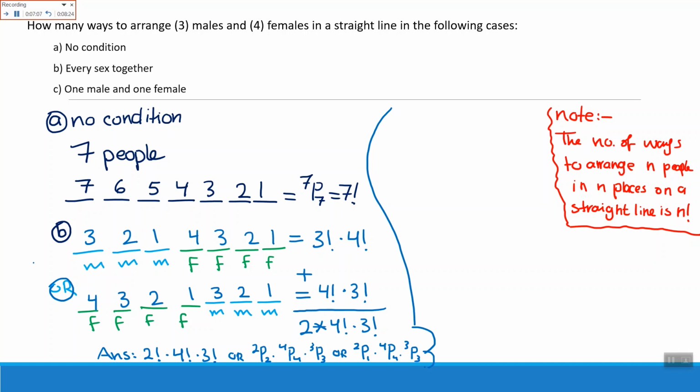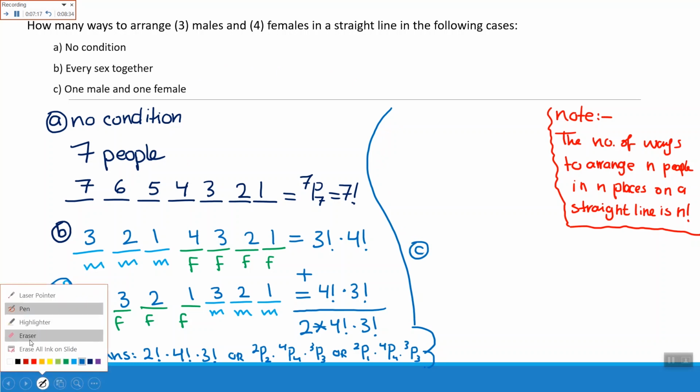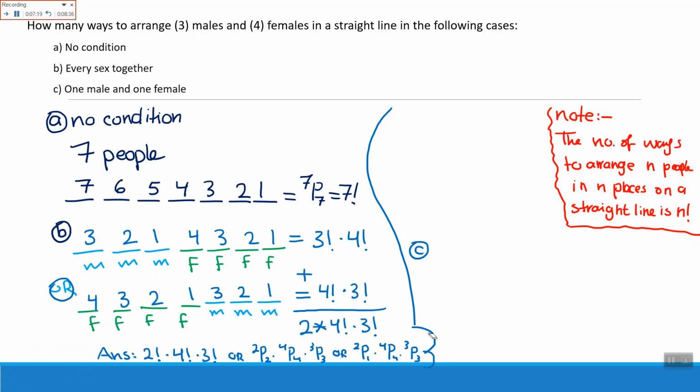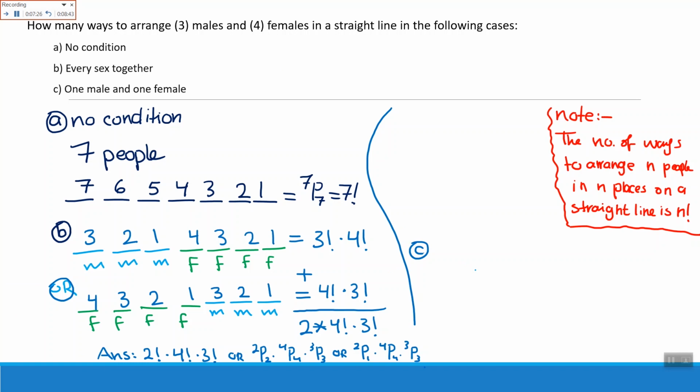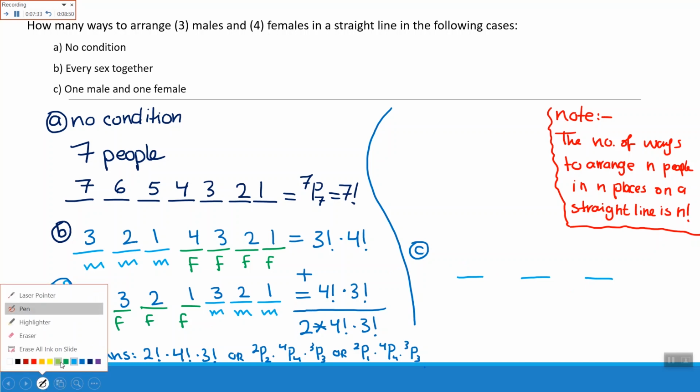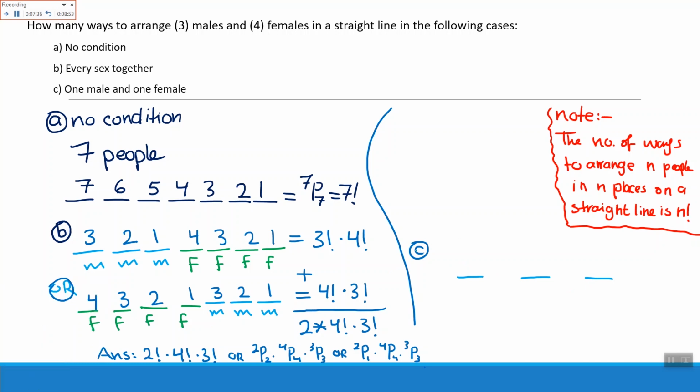Okay, so in part C, they want 1 male and 1 female. So how do we do that? Let's see. We have only 3 males, so let's put the 3 males here. How many females do we have? We have 4 females. So is it possible to start with a male?